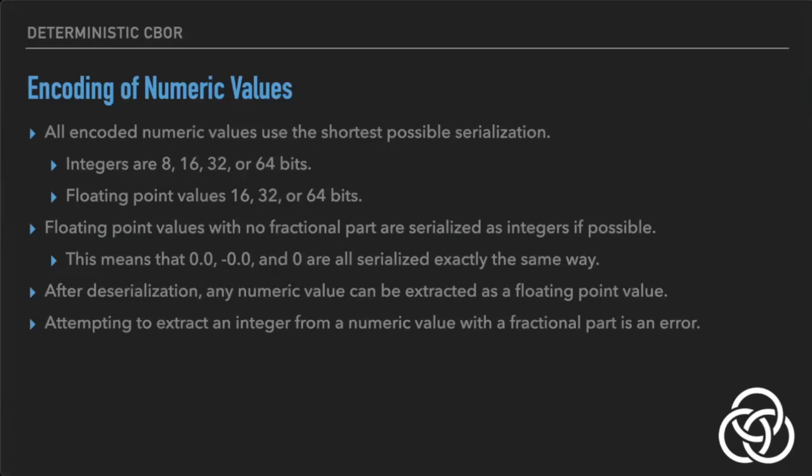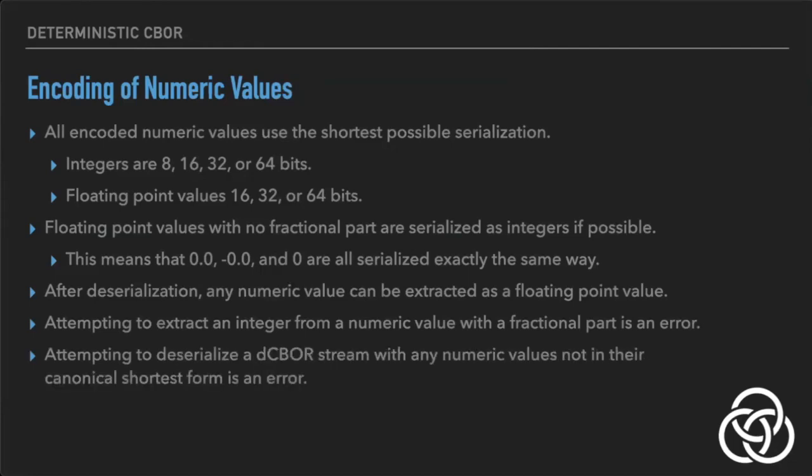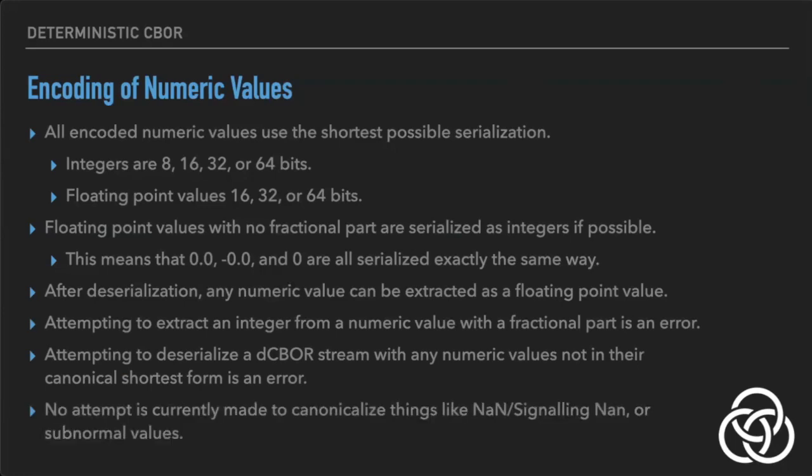And that's to make sure that you can't hurt yourself by losing precision when you're extracting data. Also, attempting to deserialize a CBOR stream with any numeric values not in their canonical shortest form is an error because it's not well-formed dCBOR. There are certain things when it comes to floating point numbers, like NaN versus signaling NaN or subnormal values, which are numbers extremely close to 0 that floating point supports. We're not currently worried about things like that. If they turn out to be an issue, please let us know.